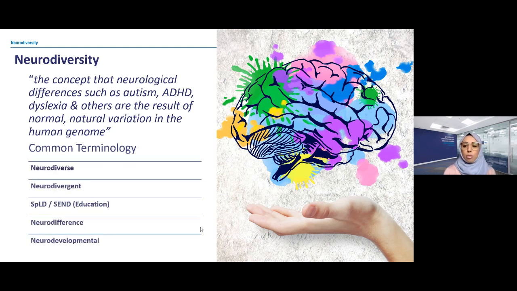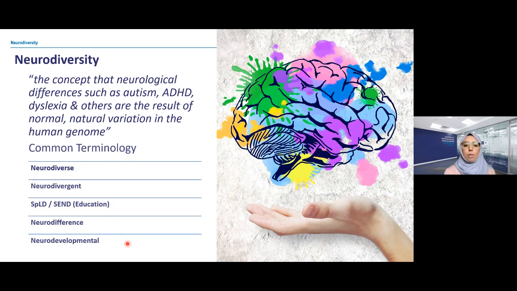So some of the terminology you may hear includes neurodiverse, neurodivergent, SPLD, so that stands for specific learning differences, or special educational needs and disabilities, and these are the terms that tend to be used in education. You may also hear neurodifference and neurodevelopmental. You may also hear neurotypical, so that would refer to somebody that is not neurodivergent.